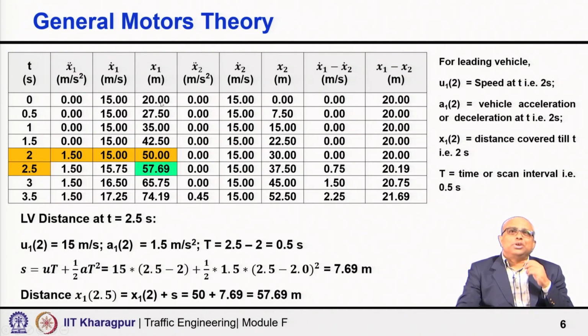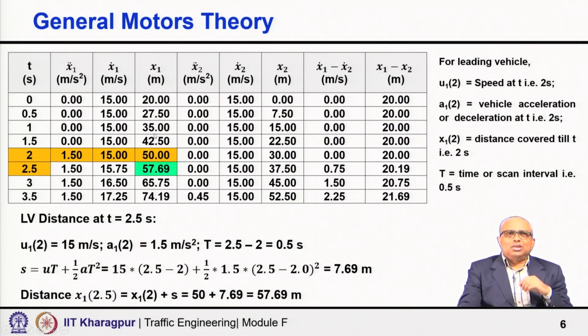In this slide I am going to explain how you can calculate a cell in column 4. Here I am again going to explain that at t equal to 2.5 seconds, how we are going to calculate the value of x 1, the leading vehicle position, till now. The leading vehicle acceleration is known, we calculated the leading vehicle speed, and we want to calculate the x 1, the distance from the reference point. So, how can we calculate the distance?